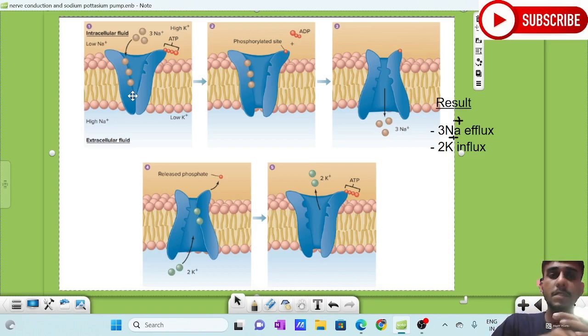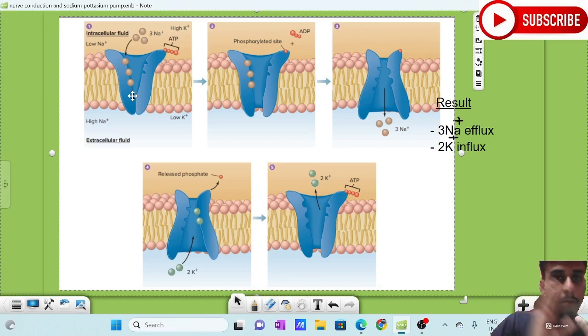Okay, this much does not need to be studied. I am just saying it for your understanding. So 3 sodium has been transported outside the cell in a phosphorylated condition. I will say once more, when the ATP is bound to the pump, it has affinity for the sodium ion.